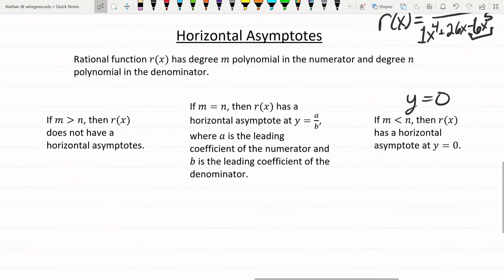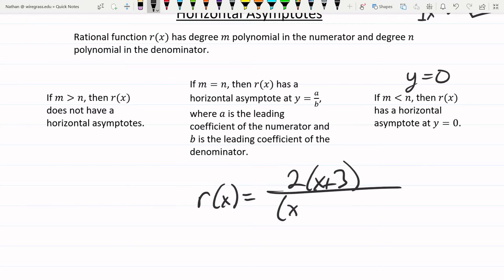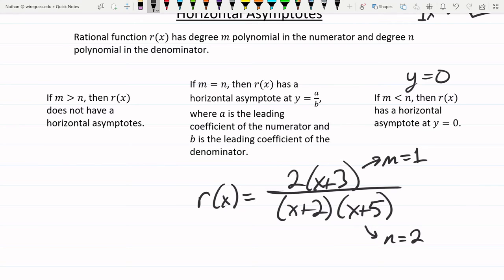And if you look back at our function, we have r of x equal to, let's see, what was it? 2 over x plus 3 over x plus 2, x plus 5. If you were to expand this out, this is going to be a degree of 1. And on the bottom, if you were to multiply it all out, you'd see the degree on bottom is 2, which means our function here will have a horizontal asymptote of y equal to 0.